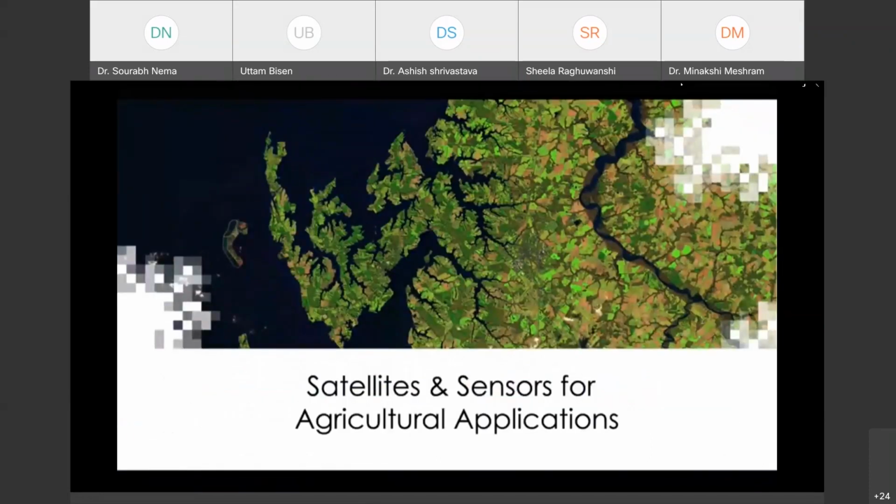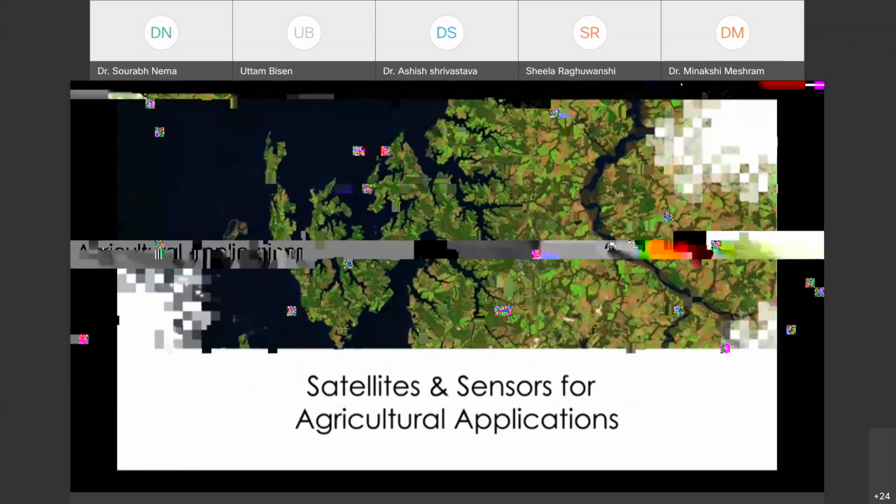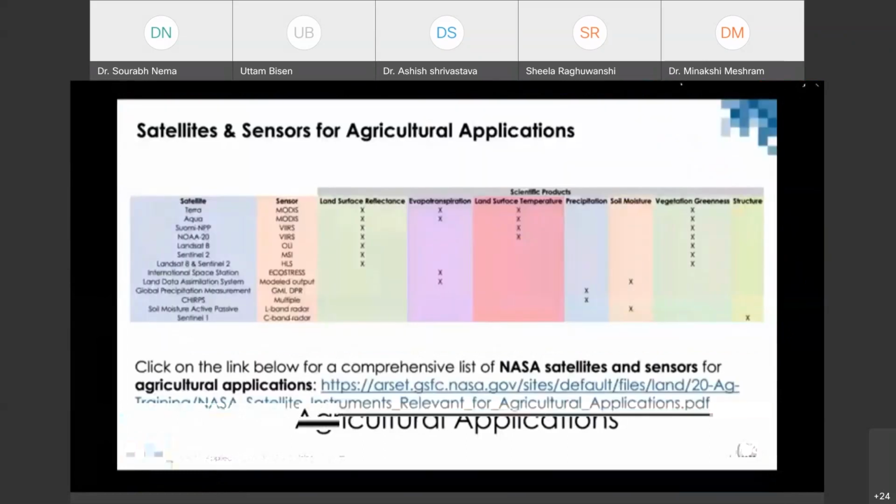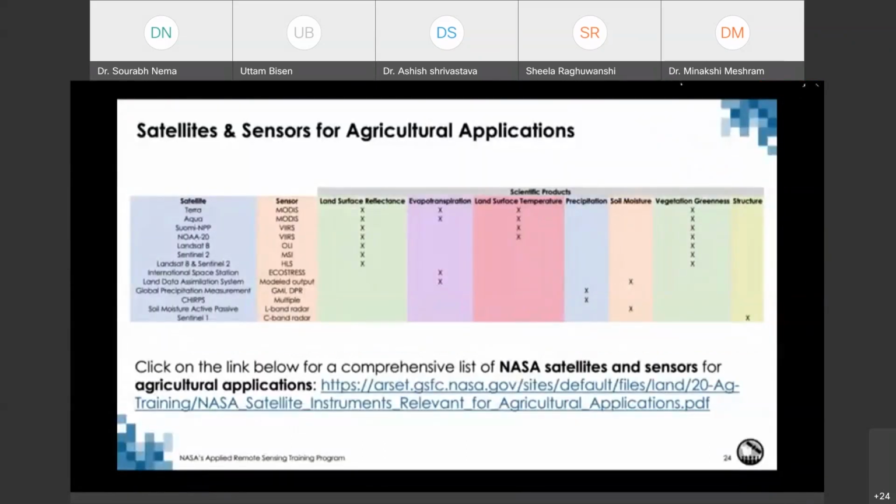This next section will cover specific satellites and sensors for agricultural applications. The following table is a list of the satellites, sensors, and analysis-ready scientific products we'll be covering in today's webinar. For a comprehensive list of all current and future NASA assets useful for agricultural applications, we've prepared a PDF which can be found on the webpage for this training, as well as from the link below. We encourage you to refer to the supplementary document for more information on all the material covered over the course of these webinars.